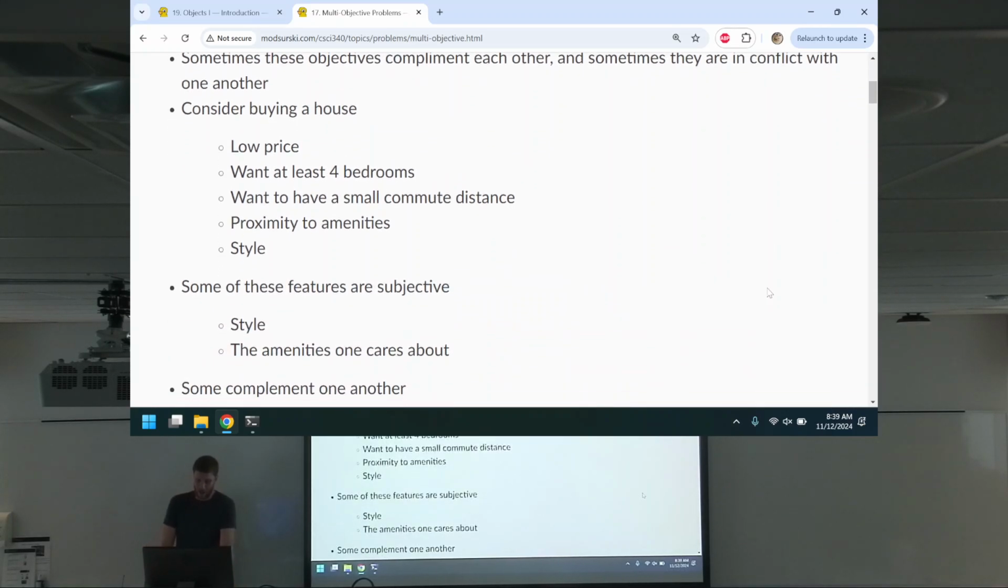Consider buying a house. What do I want in my house? Well, there's a couple of objectives I want to fit. I want a low price. I want at least 4 bedrooms. I want to have the smallest commute distance possible. I want to have it close to all the amenities I care about, and I want it to look nice. Some of these features are quite subjective, like the aesthetic. Amenities, what do you actually care about?